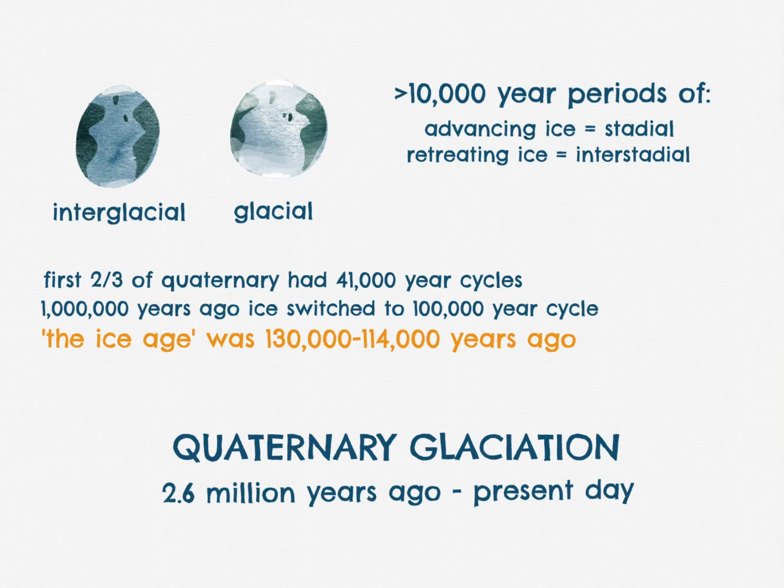About 1 million years ago, the ice switched to a 100,000-year cycle. This corresponds to the Earth's movement around the Sun, but this effect isn't as prominent as the tilt of the Earth's axis, which puzzled scientists. Between 130,000 and 114,000 years ago, the ice retreated during the Eemian interglacial, and then advanced again to create the glacial known by most as the Ice Age.